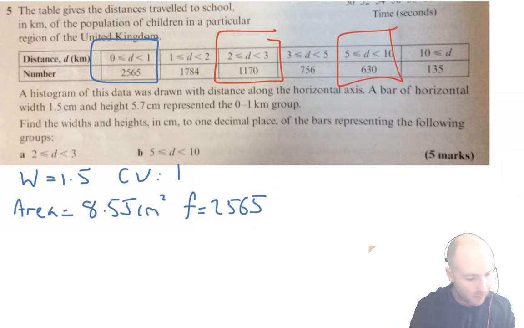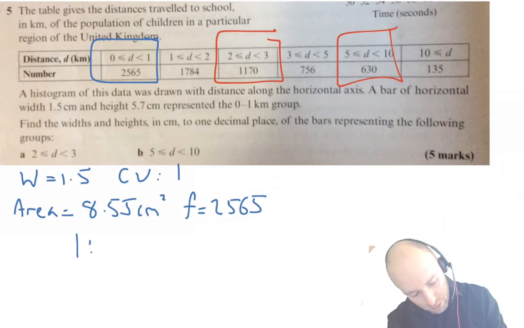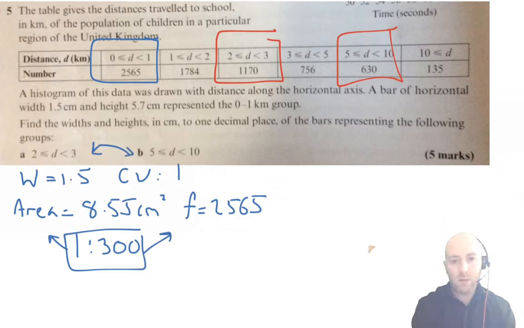So let's work it out. Our frequency, 300. So times the area by 300 and you get the frequency. So that's a 1 to 300 ratio for area and frequency. And width to class width is 1.5 ratio, if you want to do it that way.